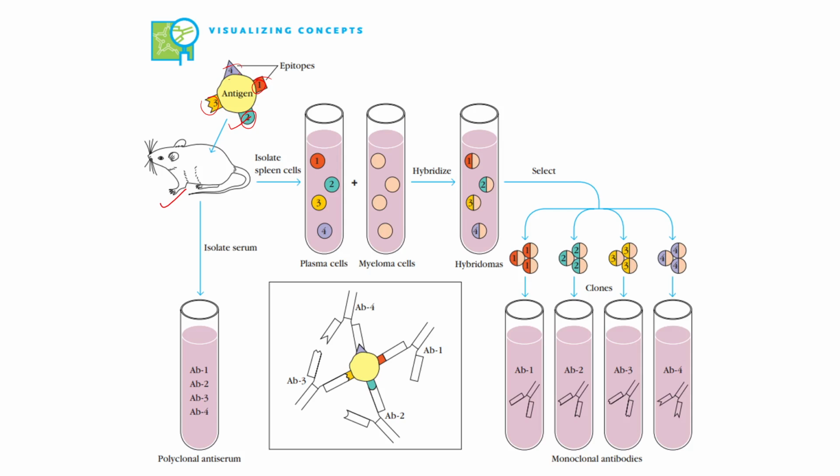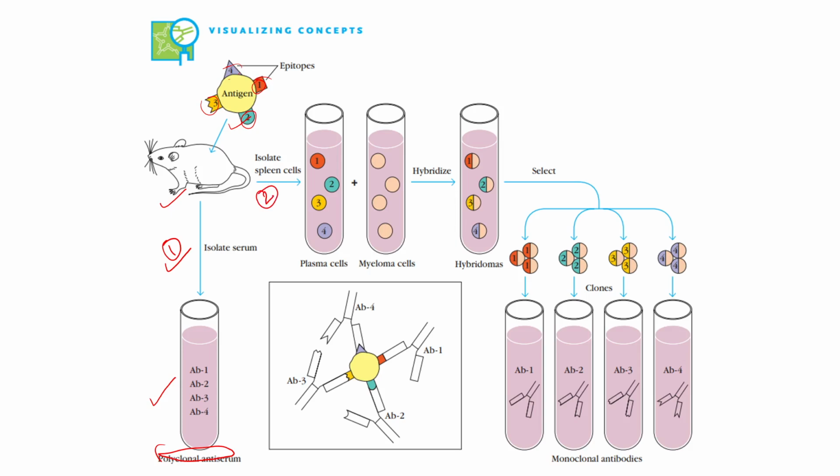Then the immune system will generate the B cells, which are specific to each epitope. So there can be two possible outcomes. First, it can produce the polyclonal serum, which we can isolate directly from the immunized mouse. It will contain a mixture of different antibodies for different epitopes: antibody 1, 2, 3, 4 for the respective epitopes 1, 2, 3, 4. So that is a polyclonal serum.